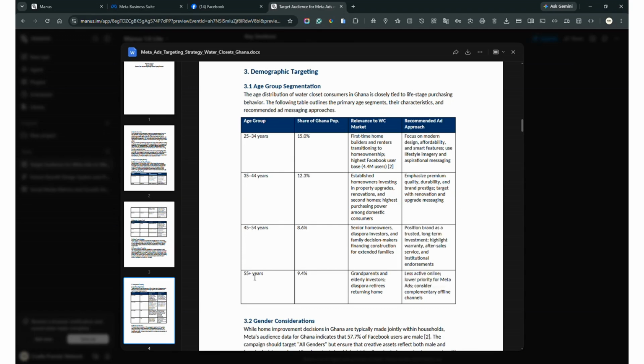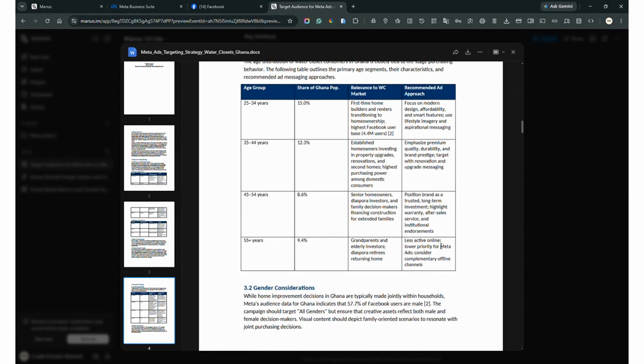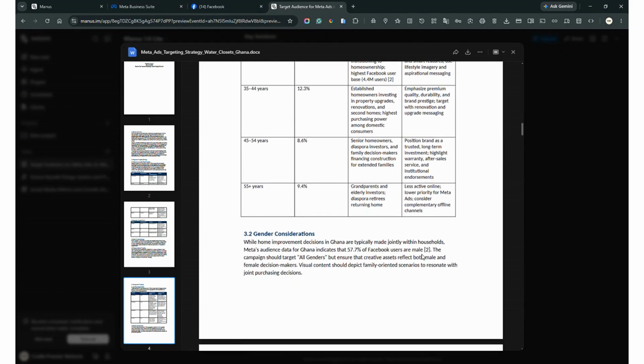And if you're also looking at 55 plus years, which actually makes up about 9.4%, who are grandparents and elderly investors, then we are looking at less active online, lower priority for Meta ads. They usually don't really spend much time on Facebook and so forth. So you also have to have an idea about it.